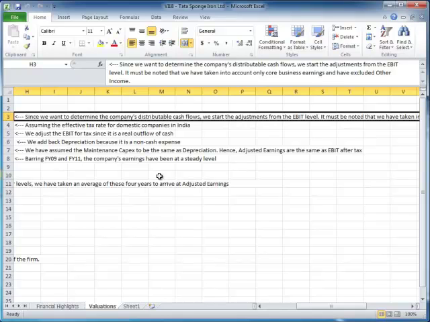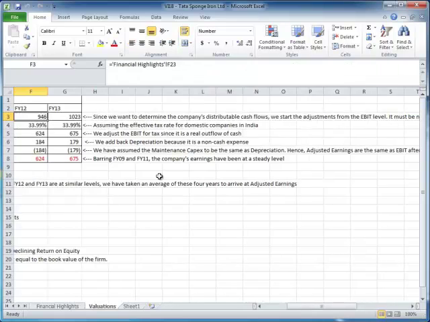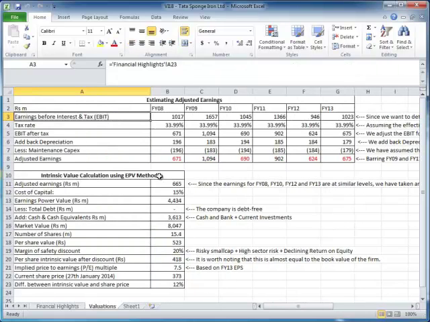Since we want to determine the distributable cash flows, we start the adjustments from EBIT, and we've only taken into account core business earnings and excluded other income. Right, so there are some items on the income statement called other income, and we've excluded those. So we just have the earnings before interest and taxes, then the tax rate. Then we have the EBIT after tax, right?